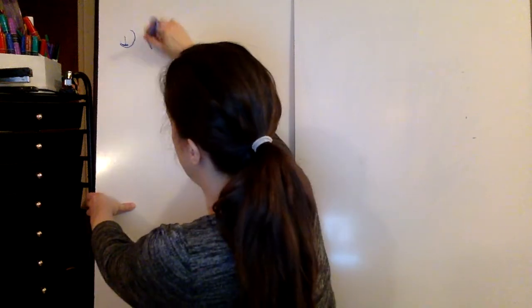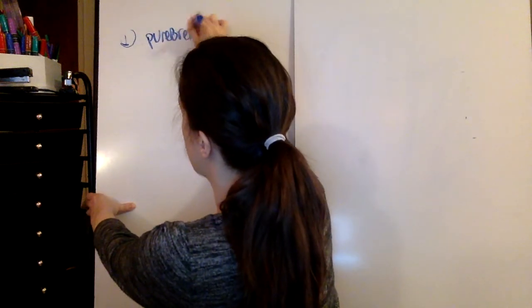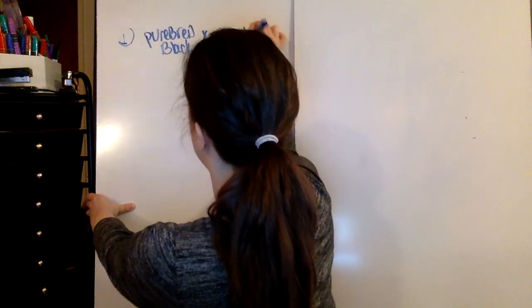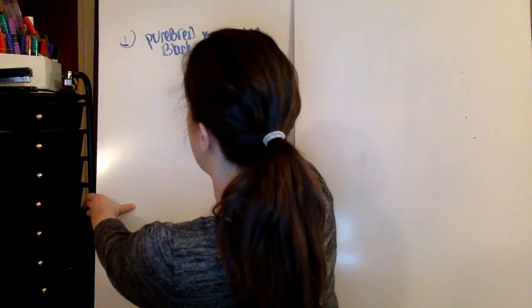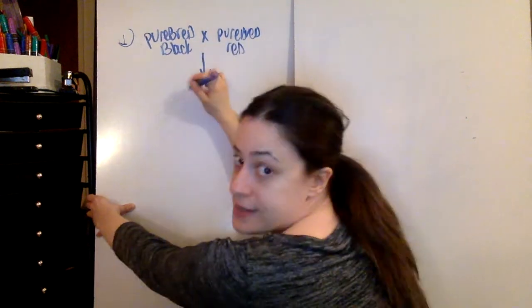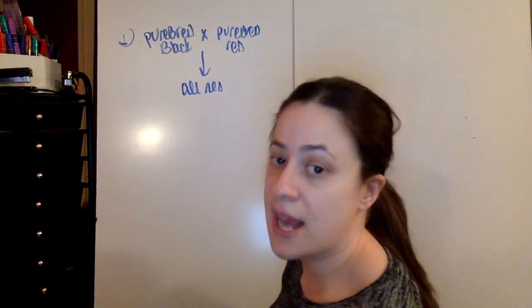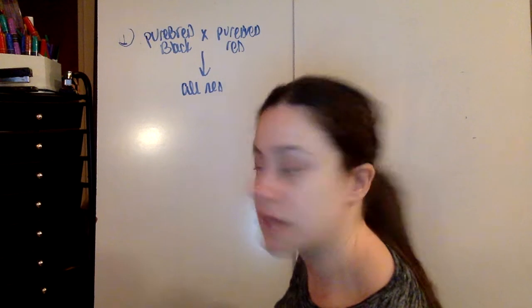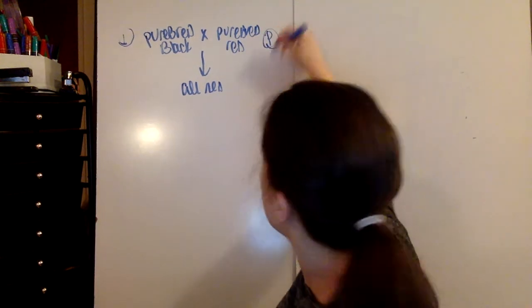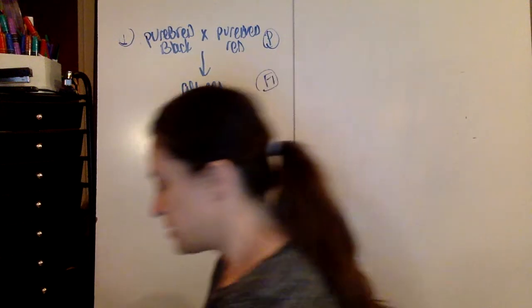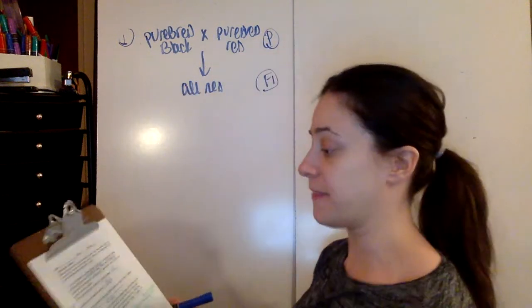Starting over here, a cross between a purebred black and a purebred red. If we cross a purebred black and a purebred red, we get offspring in the F1 generation that are all red. Again, we've talked about the P, the F1, and the F2 generation in our studies before. So I'll just label that P and F1 so you see how that all relates.